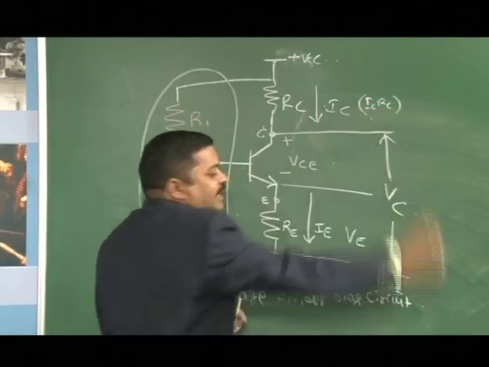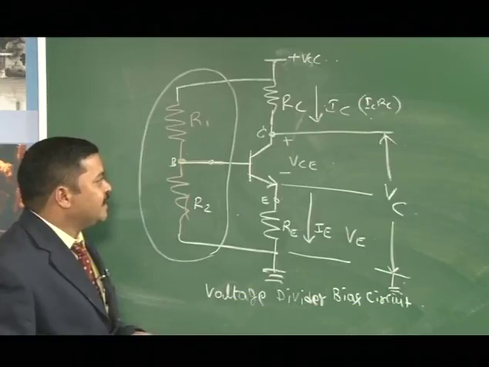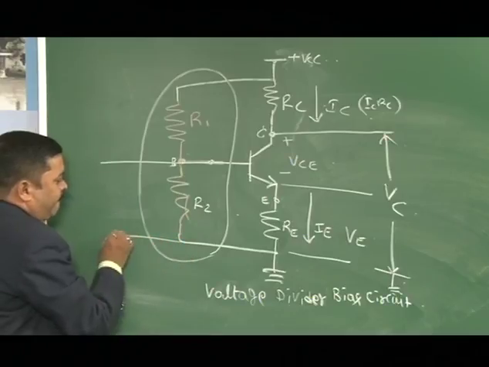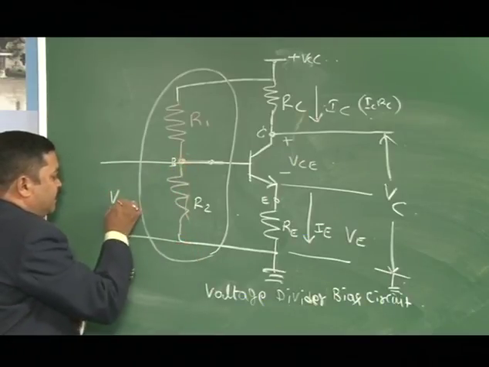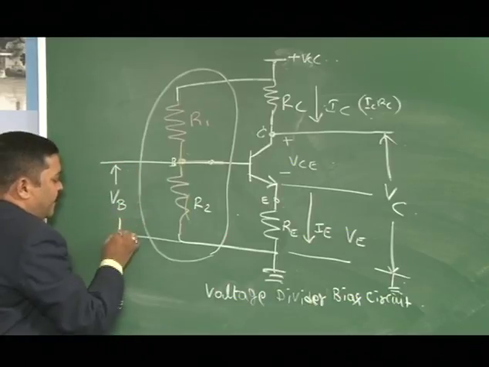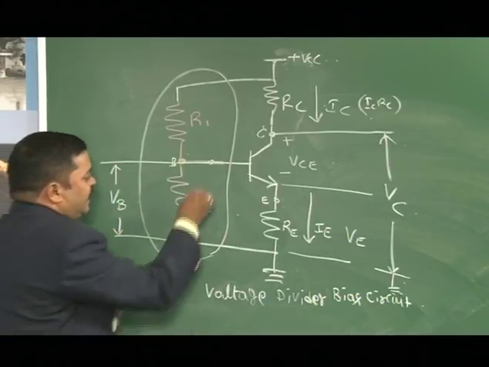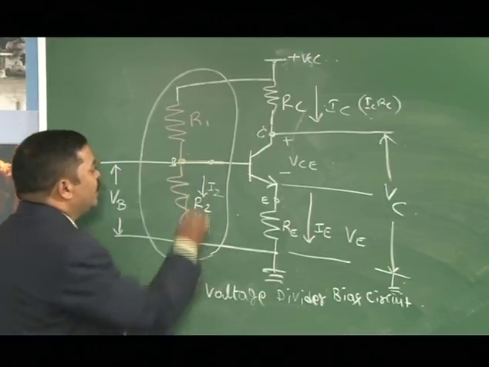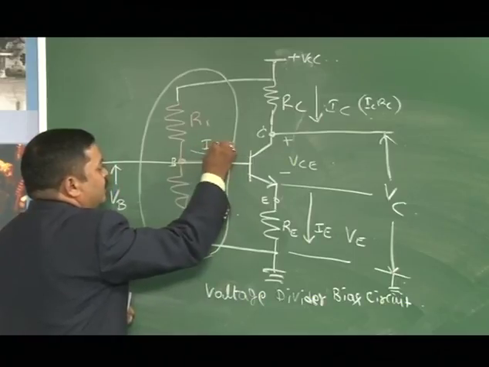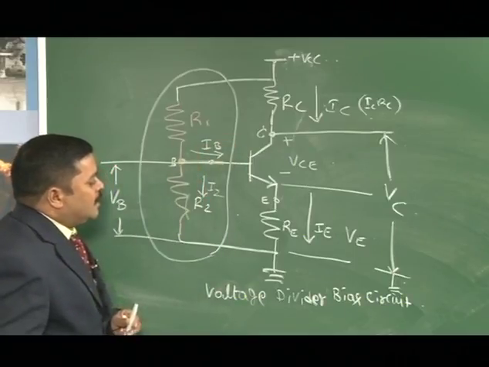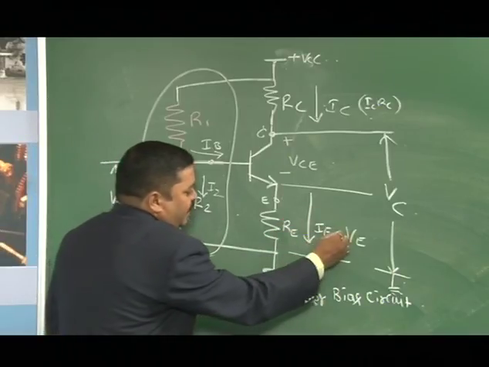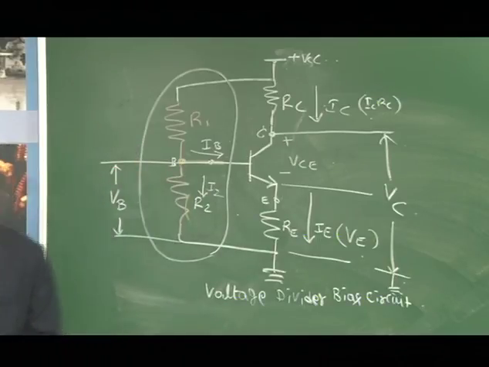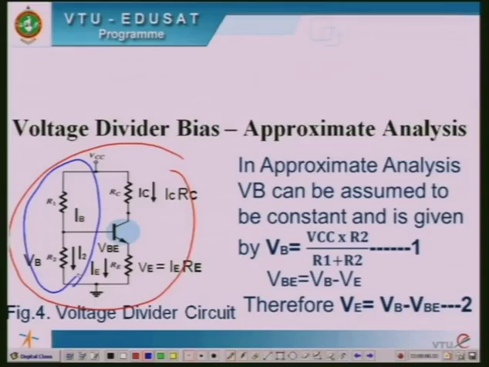We know that current multiplied by resistance gives voltage, that is the drop in the RC, and this voltage between base and the ground we call VB, and the current I2 is flowing in the R2, and the base current IB is flowing through the base. So I is flowing here, the voltage in this RE is VE, which is given by IE into RE. So let us now consider the approximate analysis.